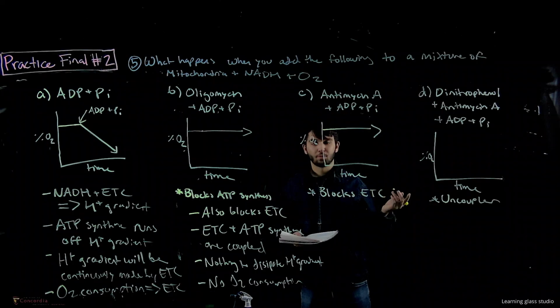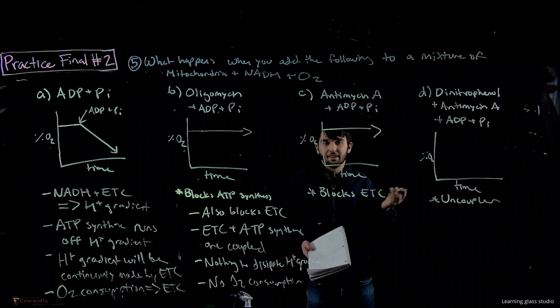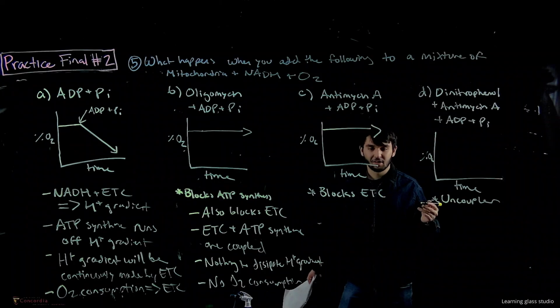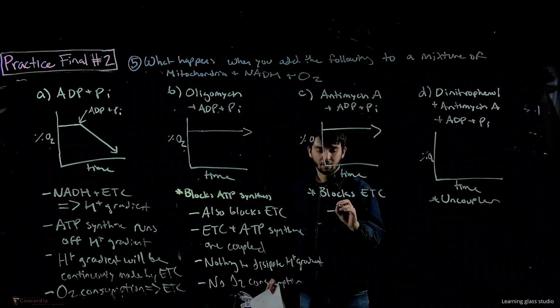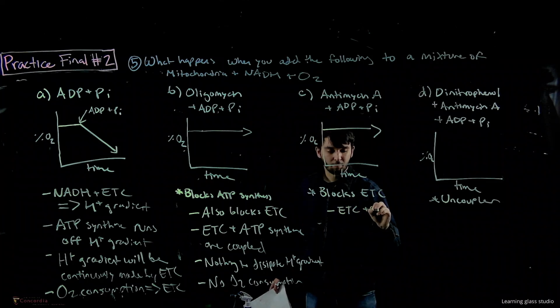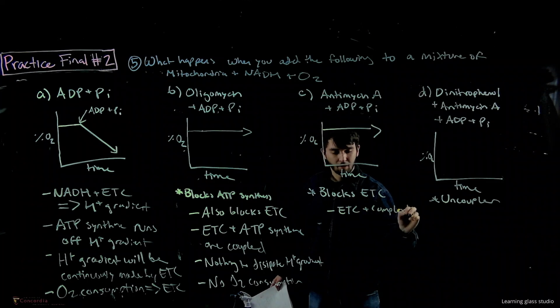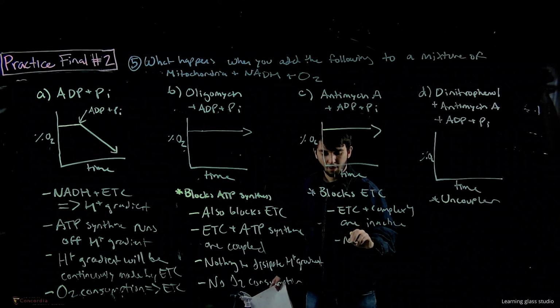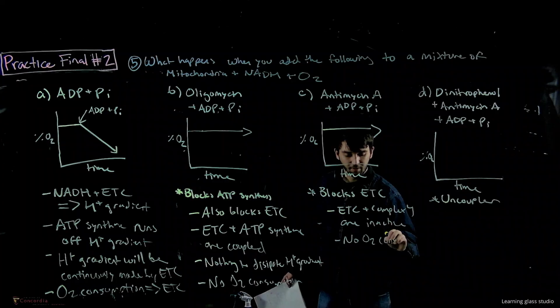So with the electron transport chain inhibited, this is pretty basic. Without the electron transport chain, no O2 consumption, because that means complex 4 is inactive. So the ETC plus complex 4 are inactive, no O2 consumption.